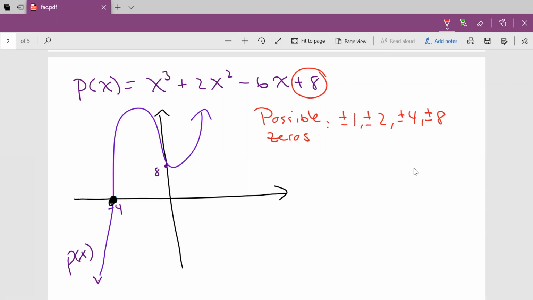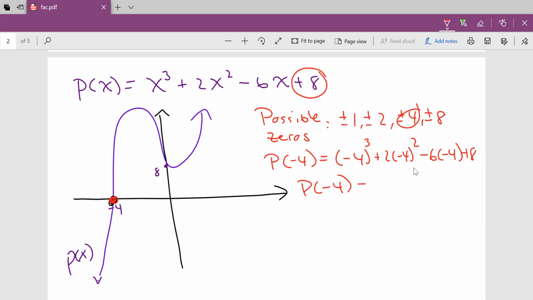Now, what I can see by looking at this graph is I already have that x-intercept here. Well, to show that, I'm going to say, what would happen if I chose one of my possible zeros, this one right there, and subbed it into my polynomial? So I'm going to let x equal -4. So I sub it in, and guess what? This will end up being 0.